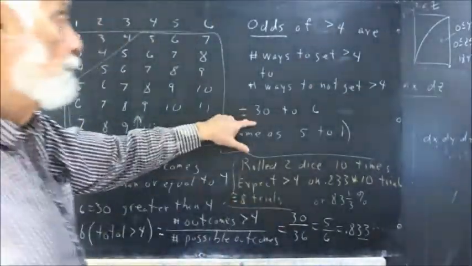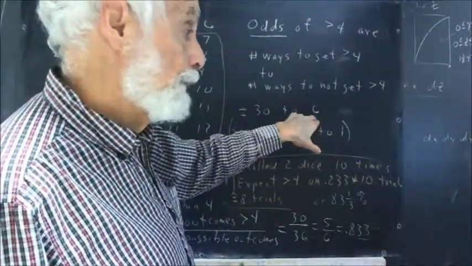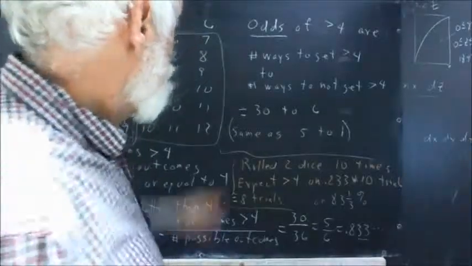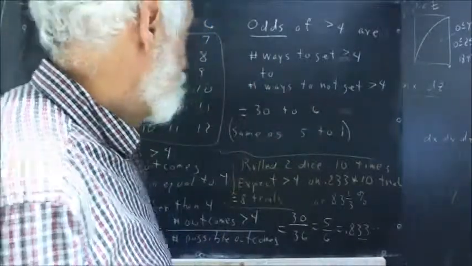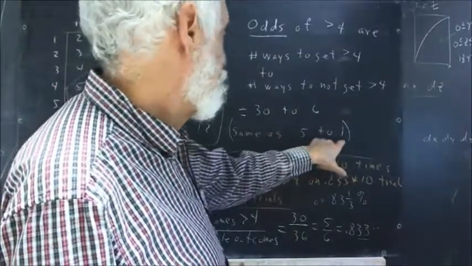Well, how many ways are there to get greater than 4? There are 30. How many ways to not get greater than 4? Well, that would be the ones that are less than or equal to 4. There are 6. So the odds are 30 to 6. And if we divide both of these by 6, that gives us odds of 5 to 1.